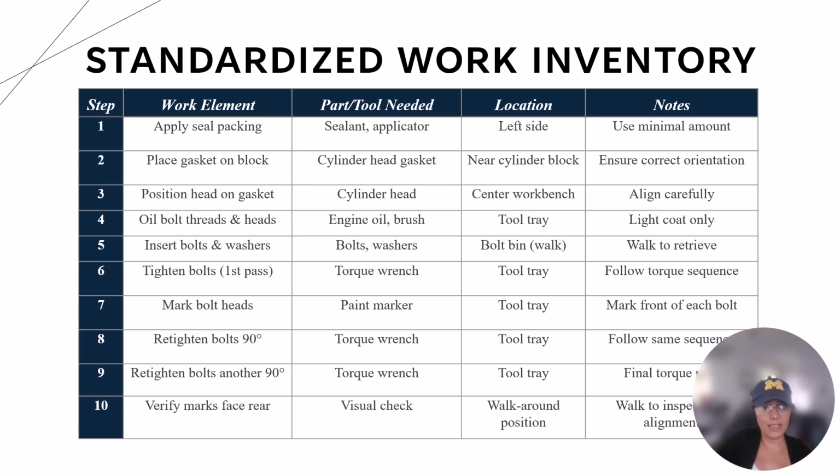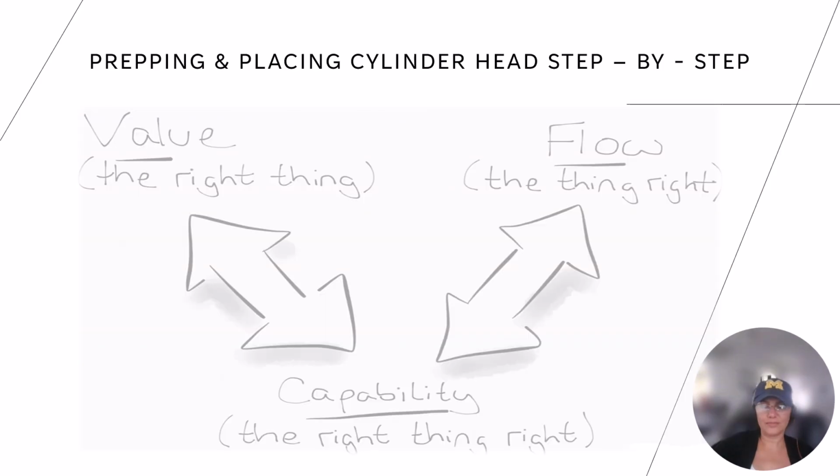And finally, we need a standardized work inventory to understand the layout. This layout shows how the parts are required in the process so the cylinder head can be installed, which will include work elements, parts or tools needed, and what location. And also, it would be good if you can include some type of notes for clear instruction. All right, I think we are ready to move into the details of prepping and installing a cylinder head.